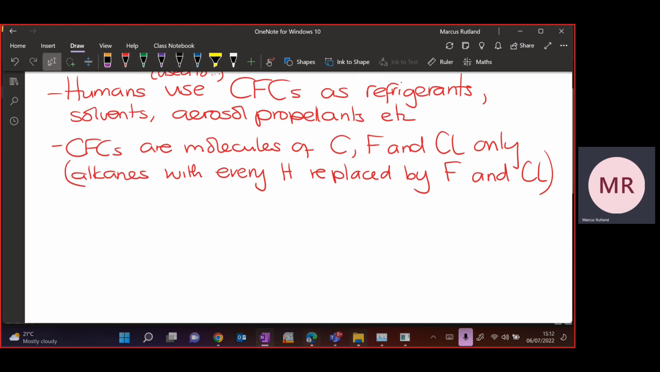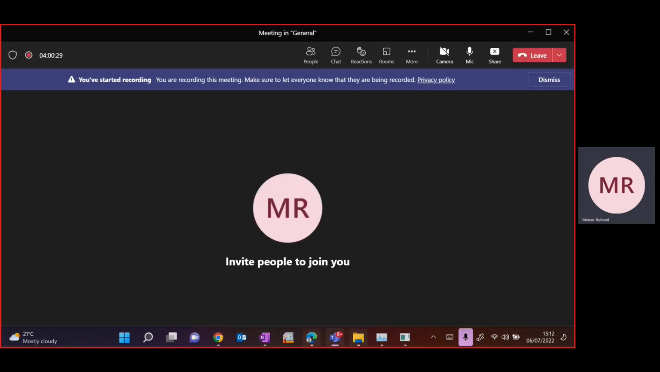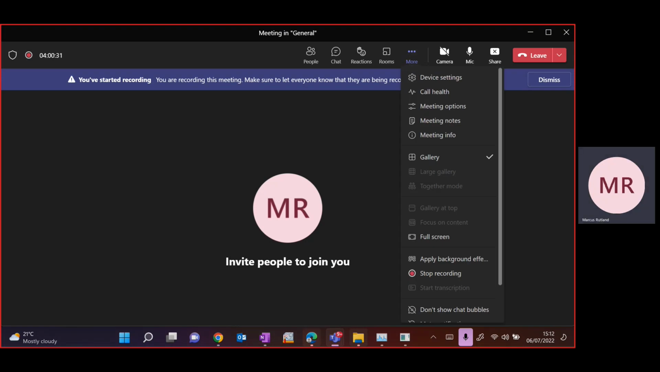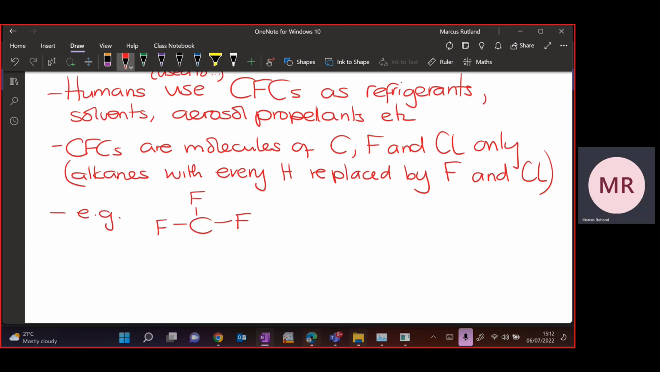So as an example, very simple one, carbon with 3 fluorines and a chlorine. It has to have both. If it's just fluorines, it's not a CFC, it's just a CF. So it's always carbon and fluorine and chlorine and nothing else. So carbon, fluorine and chlorine only.